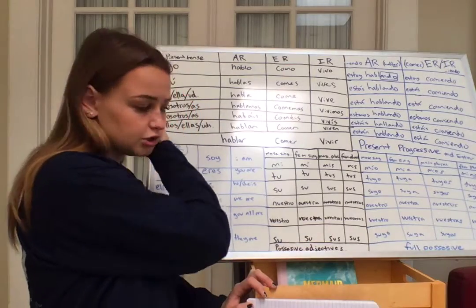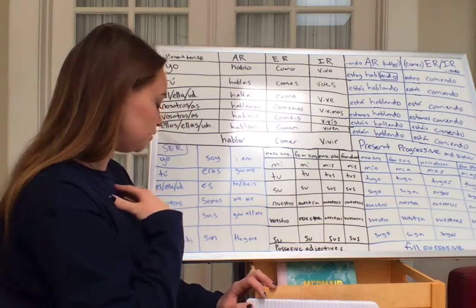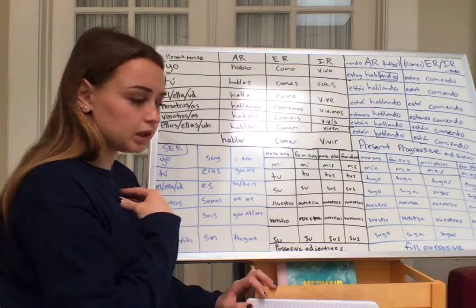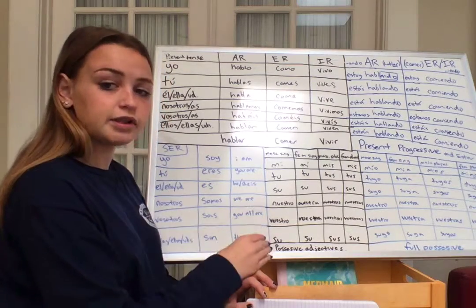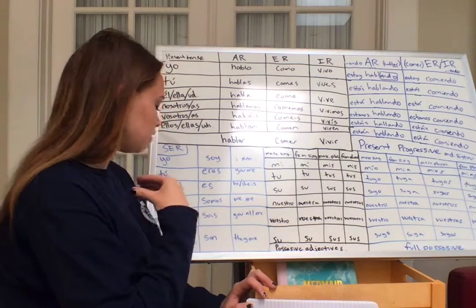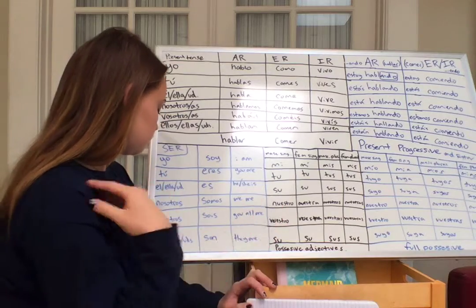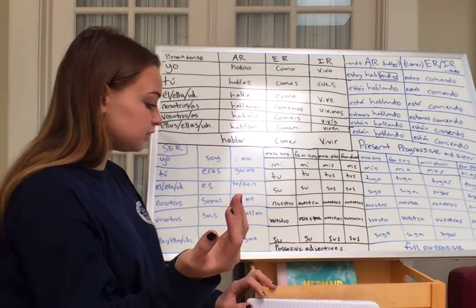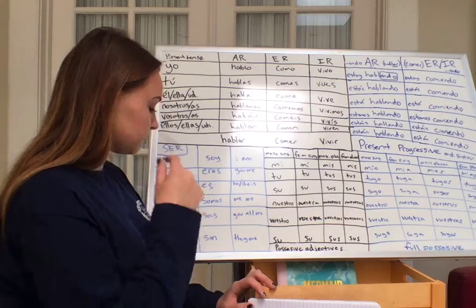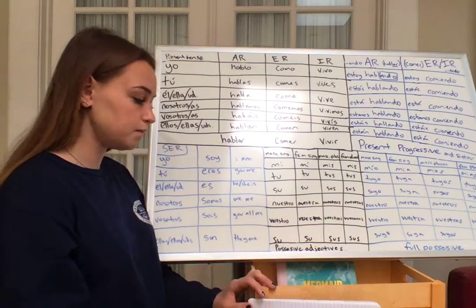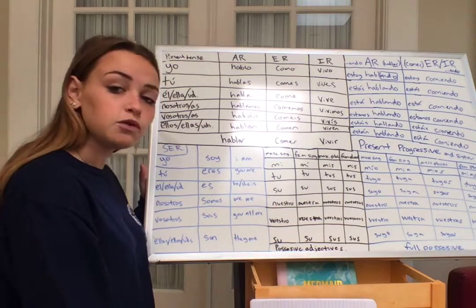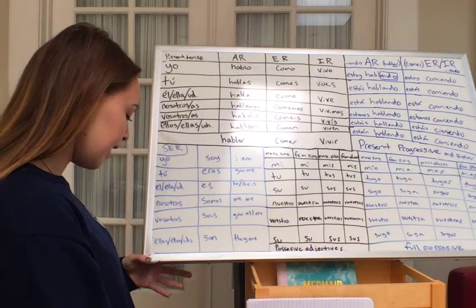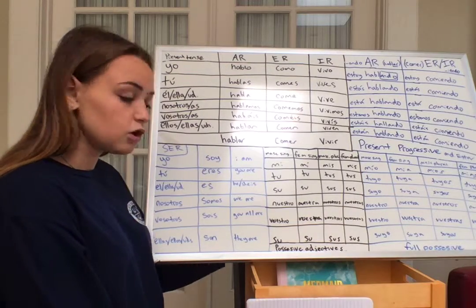So here's how you conjugate it. We're doing masculine singular right now. Yo, mi. Tú, tu. Él, ella, usted, su. Nosotros, nuestro. Vosotros, vuestro. Ellos, ellas, ustedes, su.